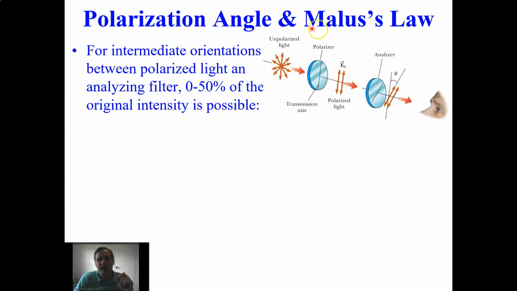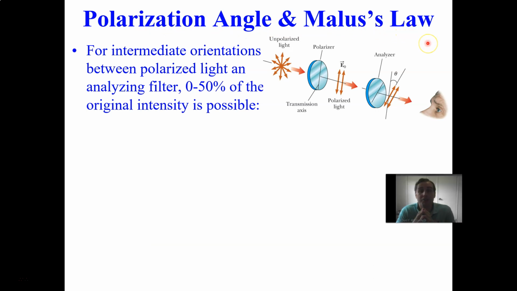So let's look at the polarization angle in Malus's law. For intermediate orientations between polarized light and the analyzing filter, only 0 to 50% of the original intensity is ever possible going through any ideal polarizer. So again, here's the polarized light coming through the polarizer, and then here's the light that is even less intensity going through the analyzer. And let's suppose this analyzer has some arbitrary angle theta with respect to the transmission axis of the first polarizer.